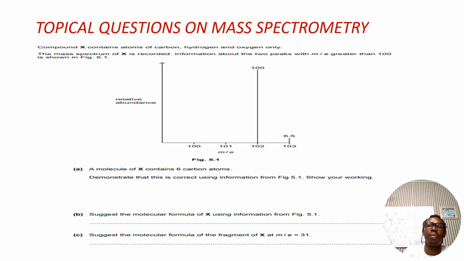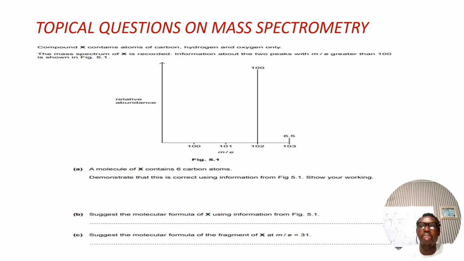So that is it. This is another typical examination question on mass spectrometry. Compound X contains atoms of carbon, hydrogen, and oxygen only. The mass spectrum of X is recorded. Information about the two peaks with mass to charge ratio greater than 100 is shown in figure 5.1. So we have a graph of the relative abundance against the mass to charge value. The molecule of X contains 6 carbon atoms. Demonstrate that this is correct using the information from figure 5.1.